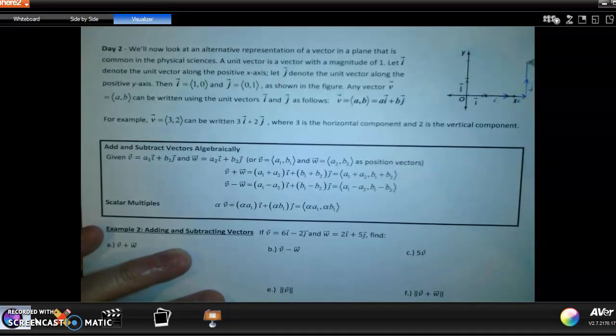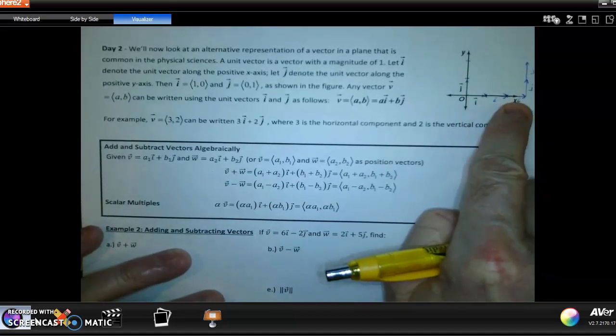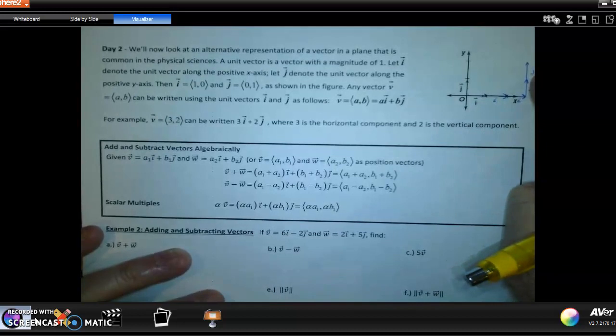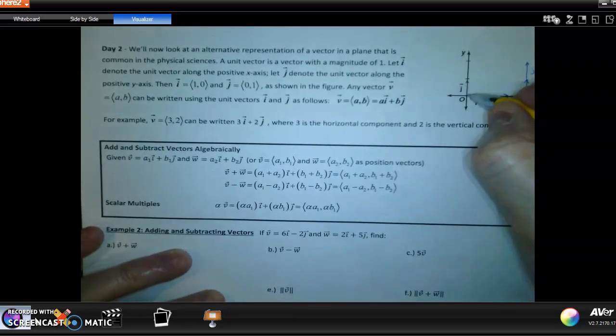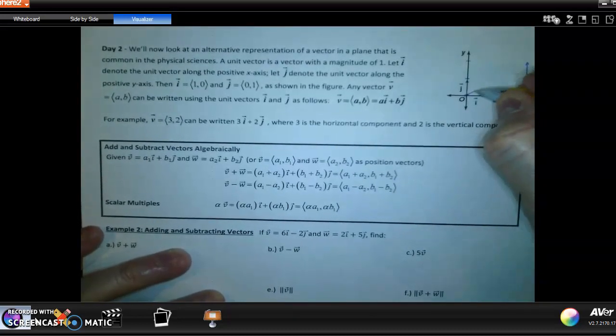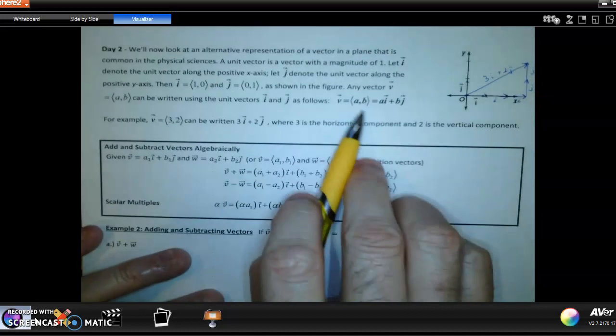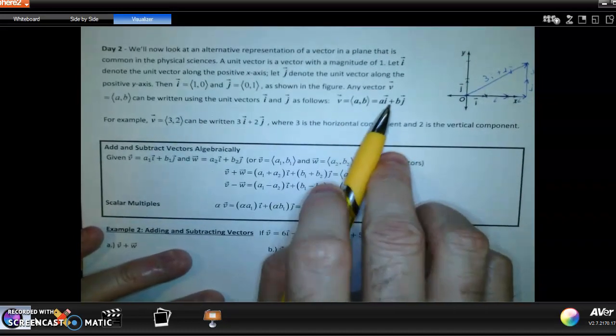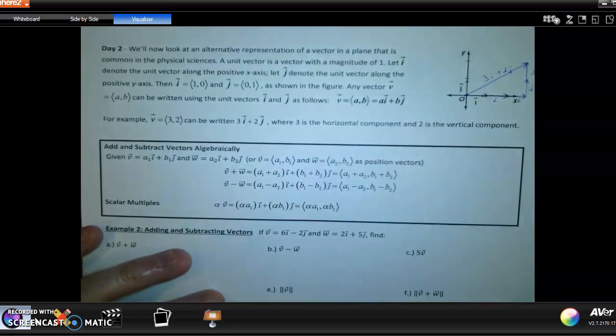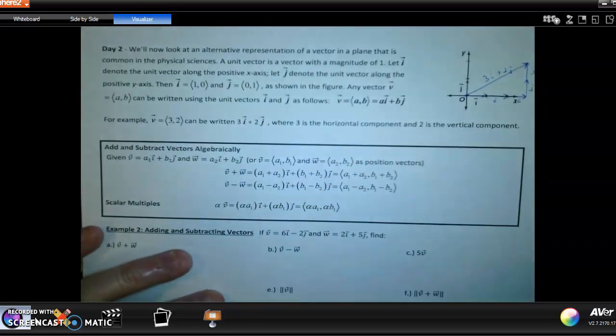So here's 2. Okay, so we've got i plus i plus i plus j plus j, which, remember, when you add vectors, you start where you started, you end where you ended. So this would be vector 3i plus 2j. And that's another way you can describe a vector. So this is a position vector, and this is using unit vectors to describe the direction of the vector. You're using the same numbers, it's just a different way to write it.